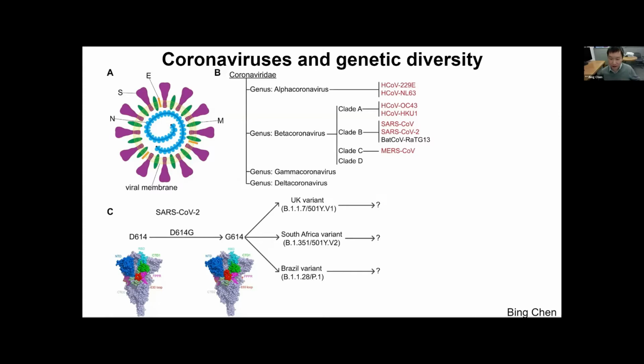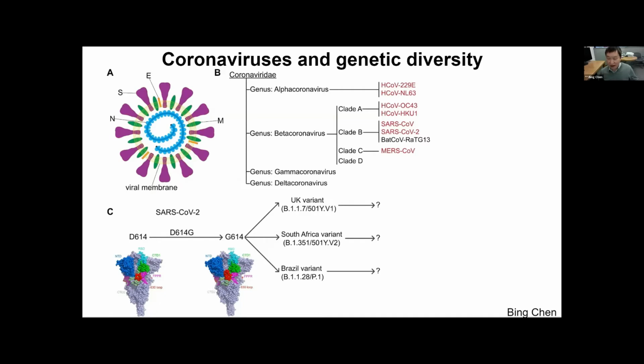Initially, early last year, we heard so much about the D614G variant. We solved the cryo-EM structures of both versions, the original virus carrying D614 and the one carrying G614, of the spike protein. They show big structural changes caused by only a single residue substitution.